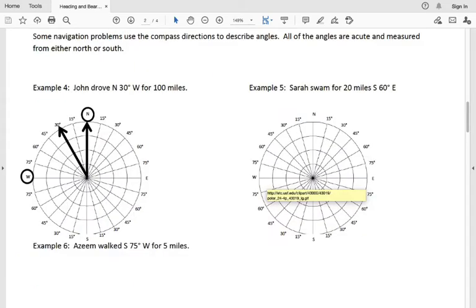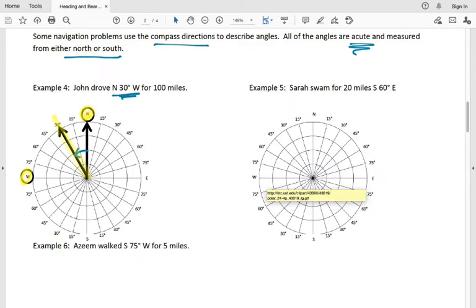Okay, sometimes navigation problems use the compass direction to describe an angle, and all the angles are going to be acute when they do it that way. It's always measured from north or south, and they'll write it like this. In this problem, we have John drove 30 degrees west of north for 100 miles. So first you find your north axis, and you want to go in the west direction from the north axis. In this picture, from the north axis, we go 30 degrees in the direction towards the west. This right here represents our actual path that we took.